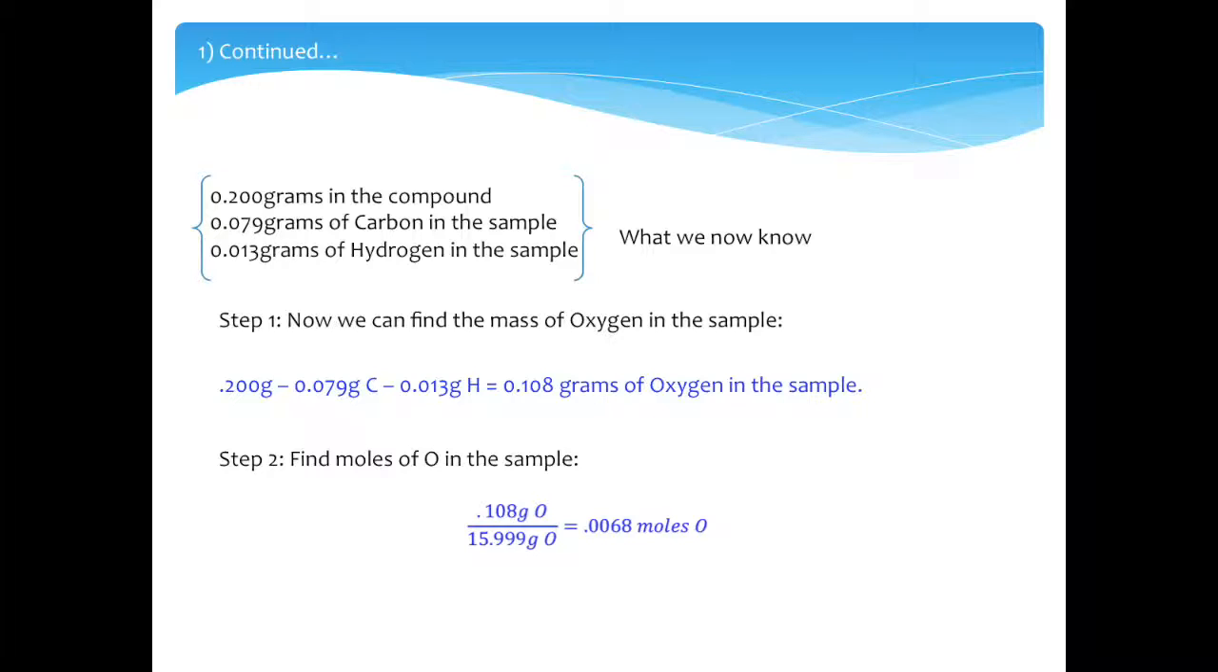To do that, we subtract the mass of carbon, 0.079, and the mass of hydrogen, 0.013, from the mass of the compound, 0.2, giving us 0.108 grams of oxygen. The next step is to find how many moles of oxygen we have in the sample. To do this, we take the grams of oxygen we just found and divide it by the formula weight of oxygen, 15.999 grams. We then get 0.0068 moles of oxygen in the compound.